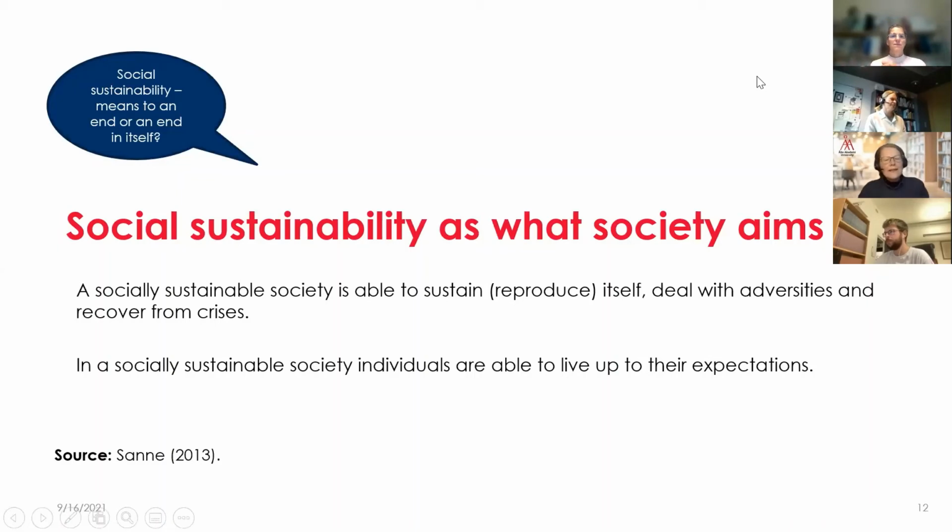For Christer Sanne, in his model, social sustainability is what society should aim for. A socially sustainable society is one that's able to sustain itself, to reproduce, to deal with adversities, and recover from crises. So a socially sustainable society is one that can persist a long time, but not any kind of society. At the same time, it needs to be a society where people are able to live up to their expectations, people have good lives.